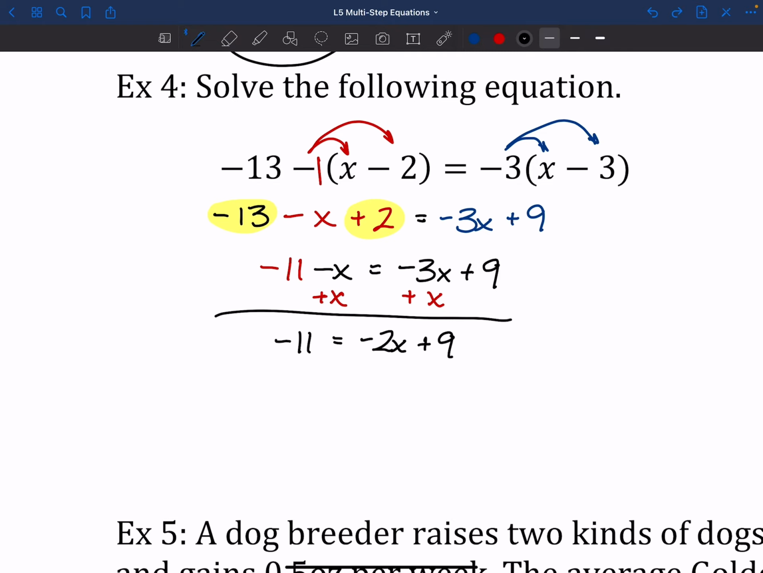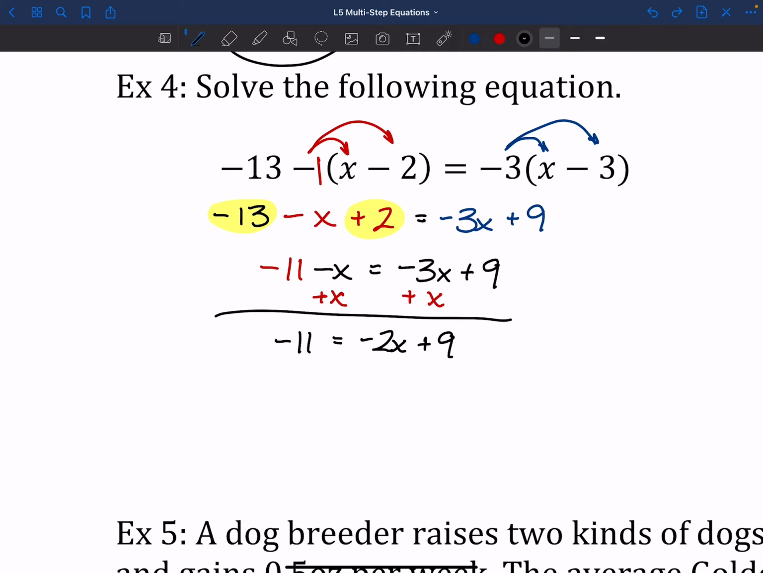We are going to talk about some word problems though. So first one's about dogs. Dogs are fun. A dog breeder raises two kinds of dogs. The average Labrador puppy weighs 14.8 ounces and gains 0.5 ounces per week. The average Golden Retriever puppy weighs 11.6 ounces and gains 0.9 ounces per week. We want to figure out after how many weeks will the puppies weigh the same amount.